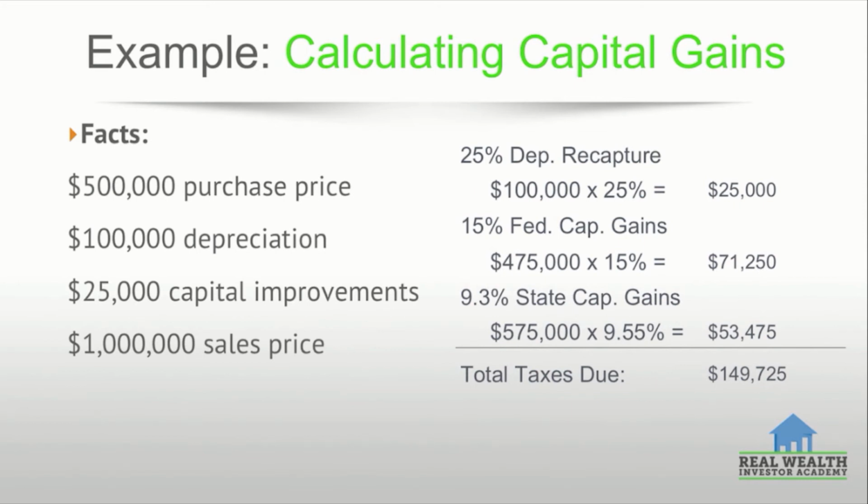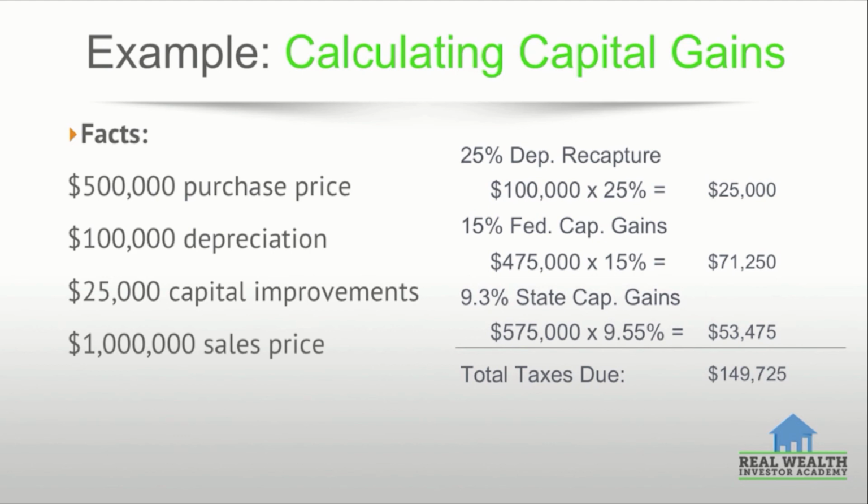The depreciation recapture would be about $25,000. Your 15% federal capital gains tax would be $71,250. And in the great state of California, your state tax would be 9.3%, or you would be paying $53,000 in taxes, for a total of $149,000. So if you sold the house, just took the cash, you would pay, of your $575,000 you were putting in your pocket, you would give away $149,000 of it.